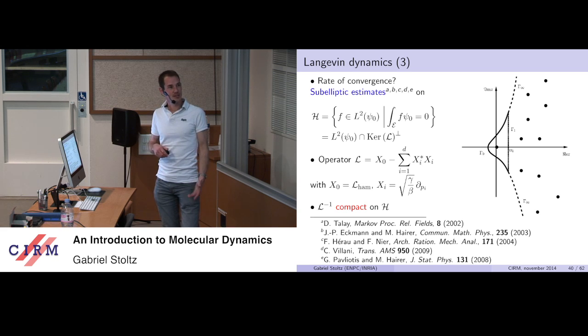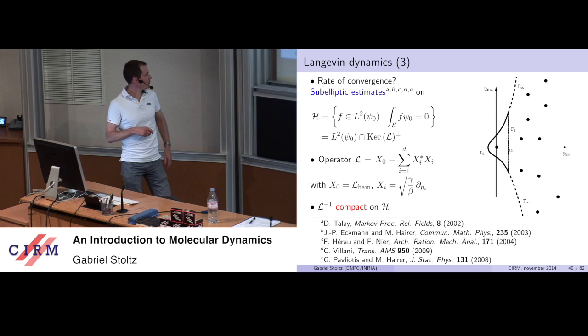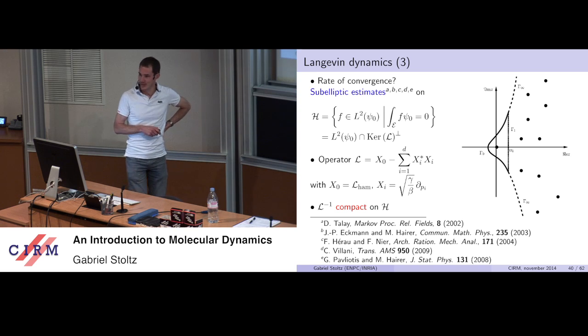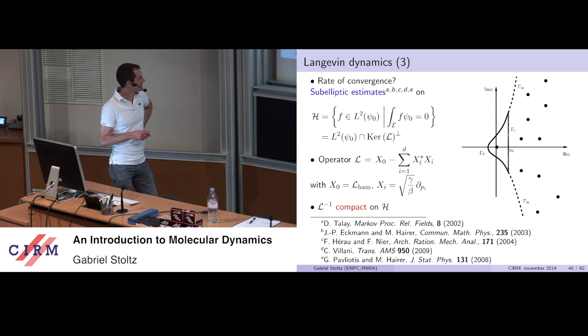So this slide is about advertising the fact that in the previous 10 years, there has been work in the functional analysis and spectral theory worlds about that. So starting with some work by Denis Talay, and then the subelliptic estimates of Jean-Pierre Eckmann and Martin Hairer, and Frédéric Hérau and Francis Nier. And then this was taken over a few years later by Cédric Villani with his hypocoercivity theory.